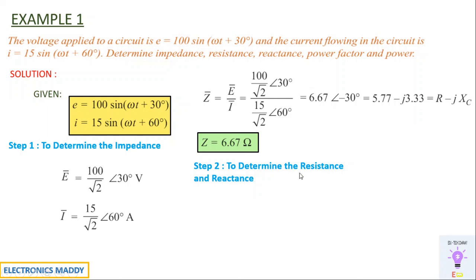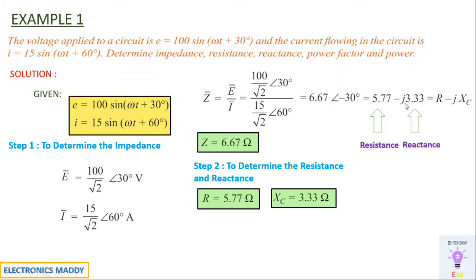Our next step is to determine the reactance and resistance. From this it is very clear, this is the resistance part and this is the reactance part. So resistance is 5.77 and reactance is 3.33. The rectangular form of representation helps us, but polar form also helps us in different ways because phase angle phi is directly given, this is minus 30 degree. In many ways both help us in solving the problems. So it's always a good practice to represent them in both polar form and rectangular form. Always make this a habit in order to solve the problems.